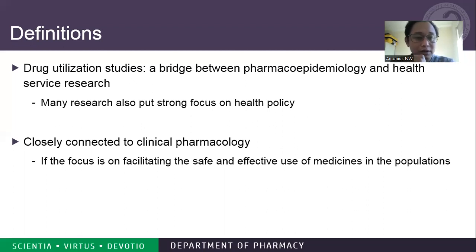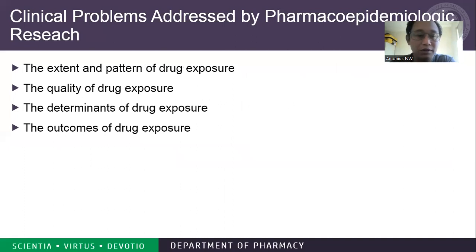And then it is said to be closely connected to clinical pharmacology if the focus is on facilitating the safe and effective use of medicines in populations. Usually clinical pharmacology focuses on smaller populations, while in pharmacoepidemiology, the drug utilization research can cover a broader population.